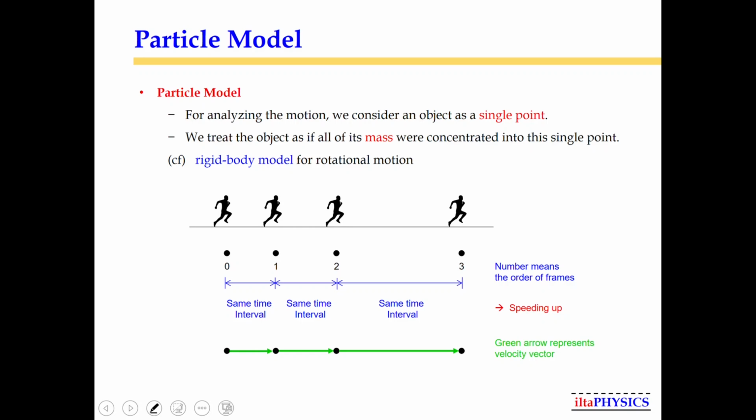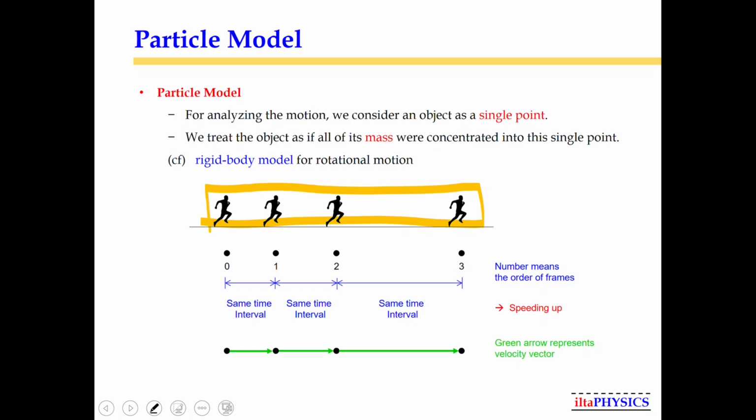While motion diagrams are very useful, drawing detailed pictures of people or cars every time would be inconvenient. So in physics, we often simplify things using something called the particle model. In the particle model, we represent an object as a single point, concentrating all of its mass at that point. For example, instead of drawing a runner's full body, we simply mark their position with a dot, a single point. This makes it much easier to represent motion clearly.